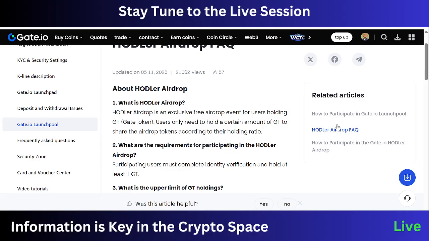What is holder airdrop? Holder airdrop is an exclusive free airdrop event for users holding the Gate token, GT, and users only need to hold a certain amount of GT.